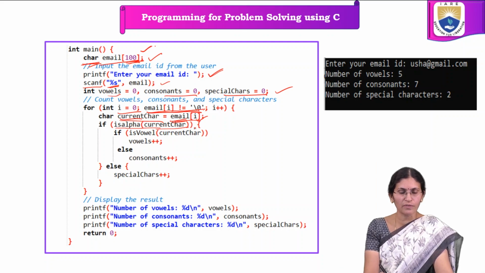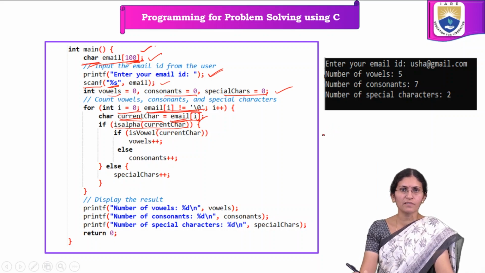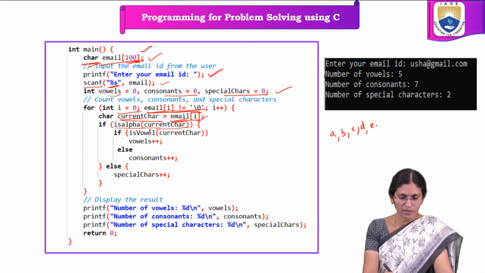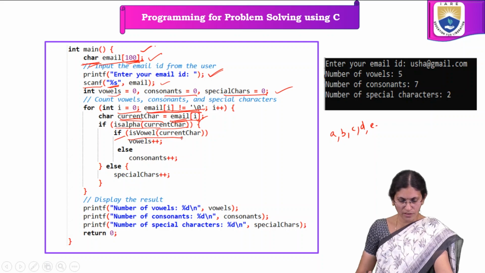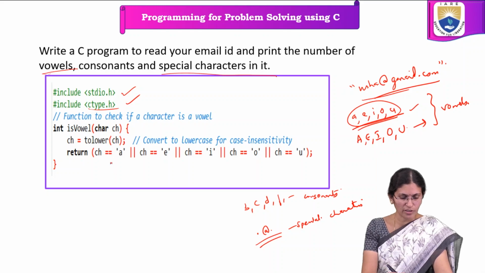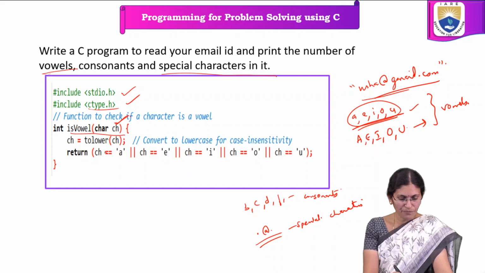The isalpha function will return true if it is one of the letters A, B, C, D, E, F, G and so on. If it is an alphabet, it will return true. Then if it is true, it will go to this particular statement, if isVowel. For this we have written a function here, isVowel. It takes a character type as argument. The parameter is of character type. We are converting this to lowercase and then assigning that lowercase value to the same character variable ch.